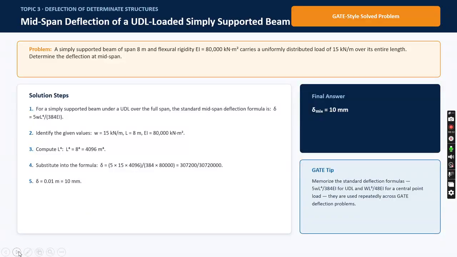L to the power of 4, that is 8 to the power of 4, is 4096 meter to the power of 4. Substitute all the values in the formula: 5 into 15 into 4096 divided by 384 into 80,000. When you solve this, you will get a deflection of 0.01 meter. When converted into mm, it will be 10 mm.